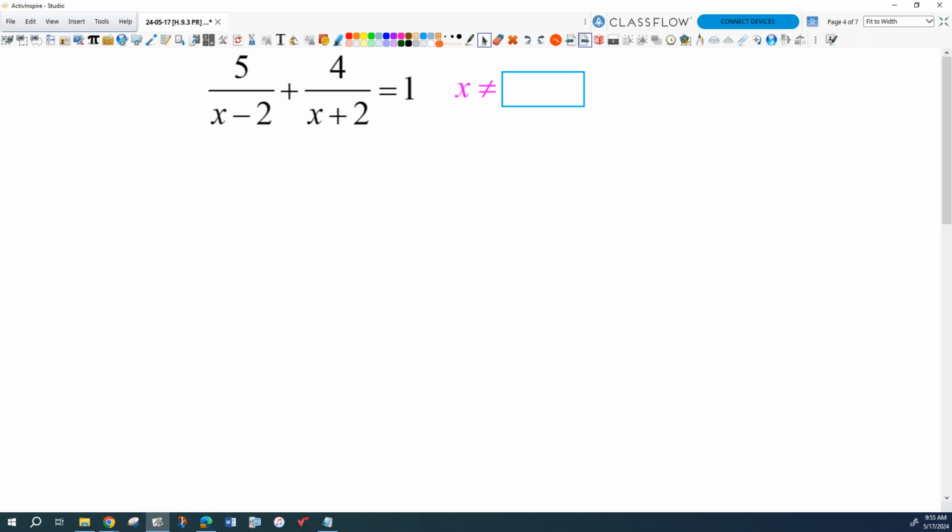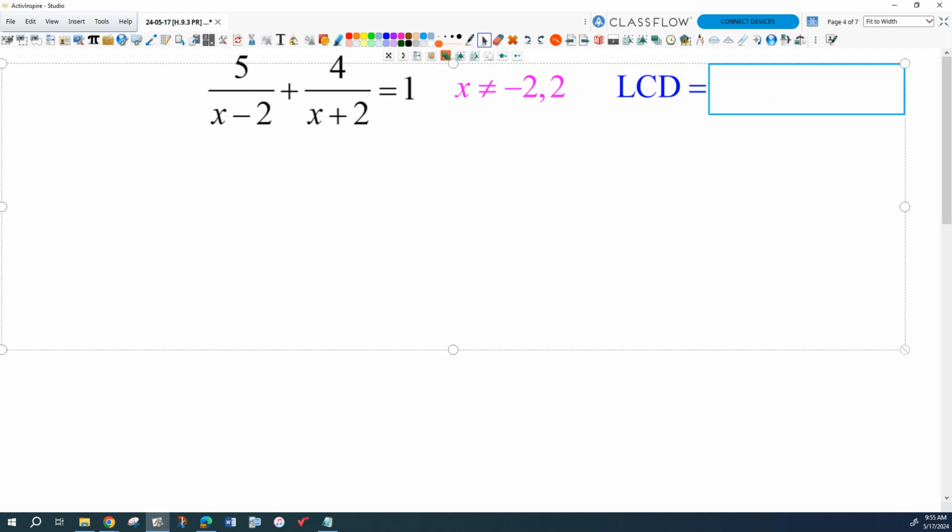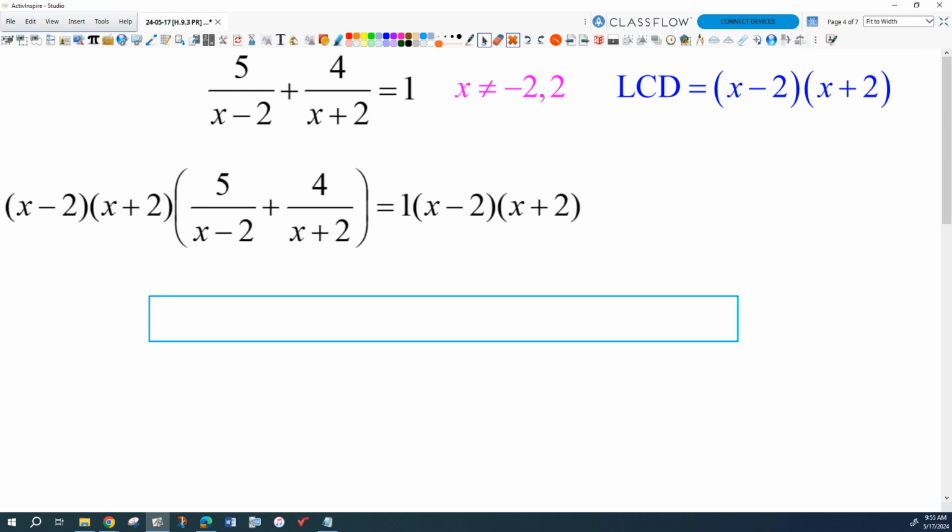We've got to start our list of the values of x that we can't have. What are they? 2 and negative 2, right? The zeros of the denominators. Okay, good. So there we go, we have the exclusions. The way that we're going to clear fractions is by distributing the LCD, right? So what is the LCD? The product of x minus 2 and x plus 2.